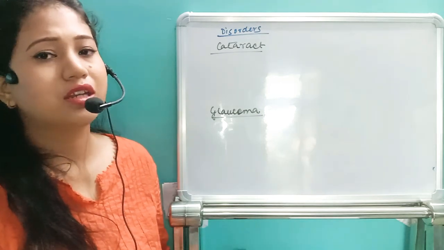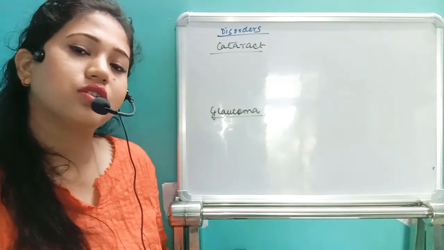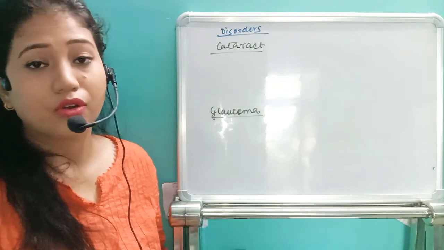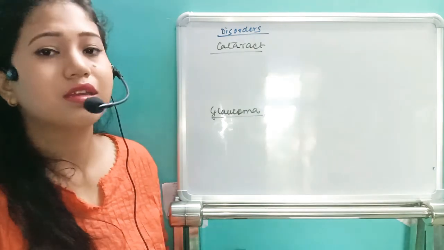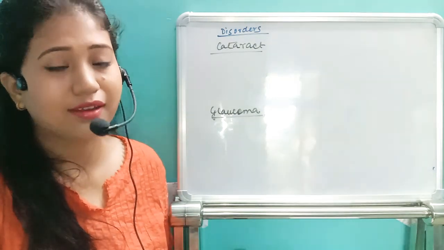So this is how different types of disorders are there. We can find a number of other diseases. You just go through all of this. This is about the eye. I hope you understand. Thank you.